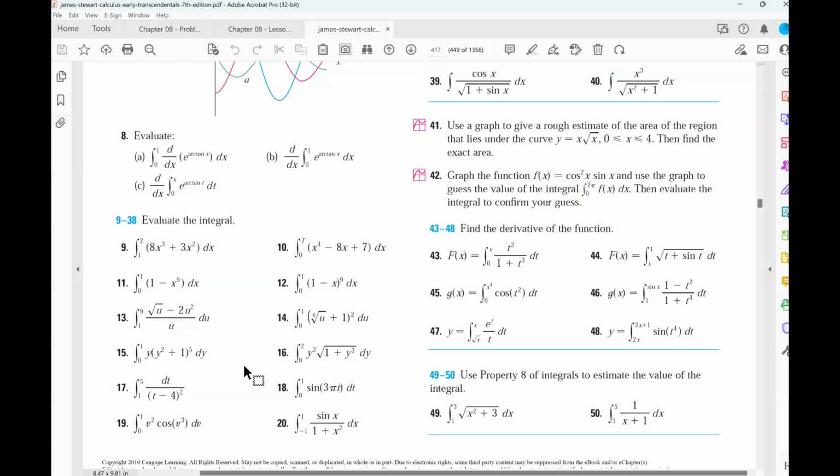Final answer, yes. Yes, that's a U sub problem. T minus 4 is your U, so you'd be integrating U to the negative 2. Well, U is T minus 4, right?